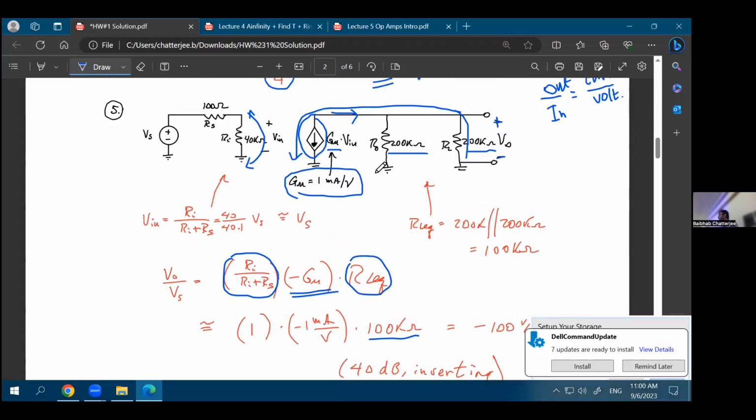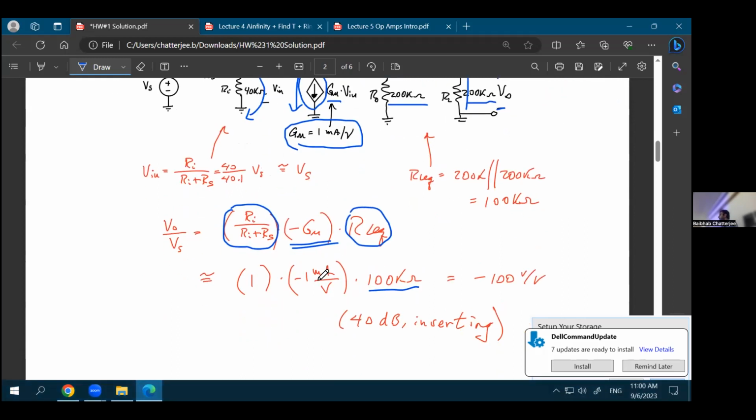But the overall gain that you see because of the GM and the resistive division on the right hand side is basically this 1 milliampere per volt multiplied with 100 kilo ohms. And that gives you a minus 100 volt over volt. See, again, you have a volt over volt. Why? Because you had a milliampere over volt for the GM. That's the unit of the GM multiplied with a kilo ohm.